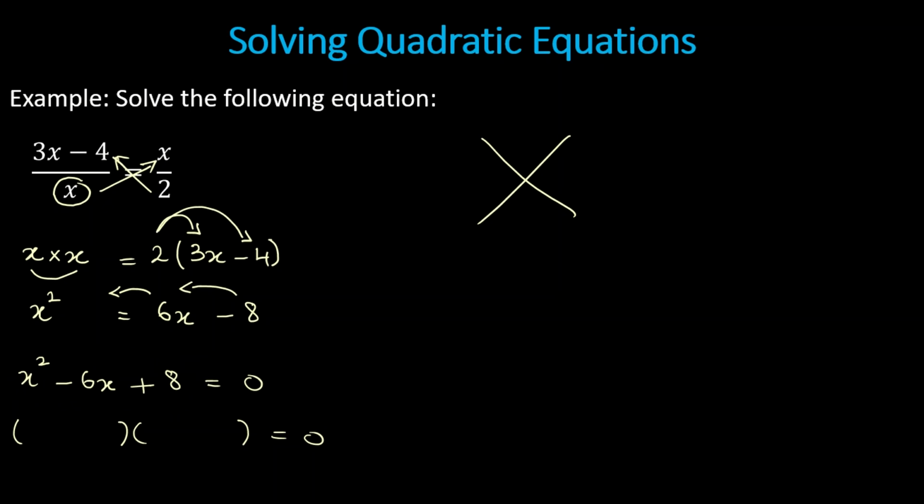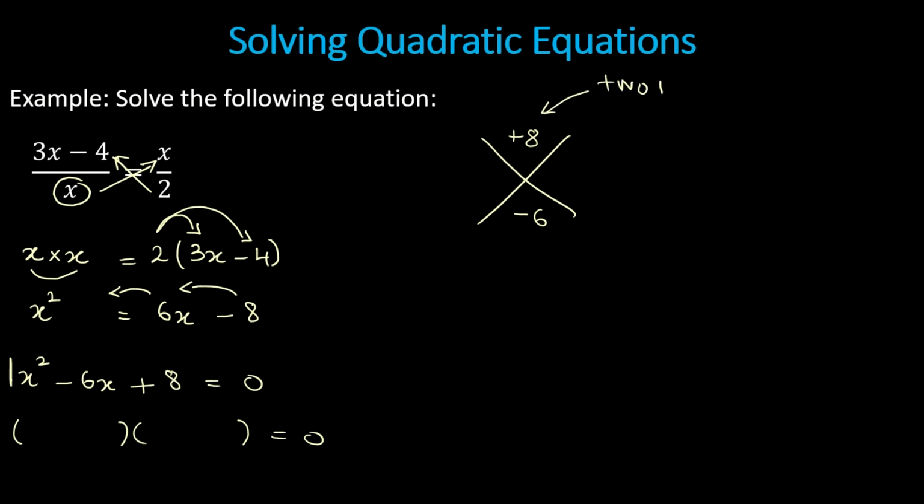What is the leading coefficient? X squared. The leading coefficient is 1. So we take 1 times the last term, the constant, which is positive 8. 1 times positive 8 is positive 8. And secondly, we take the coefficient of x, which is negative 6. Right? All we have to do now is to think of 2 numbers.